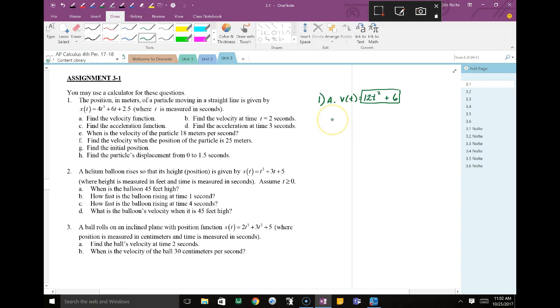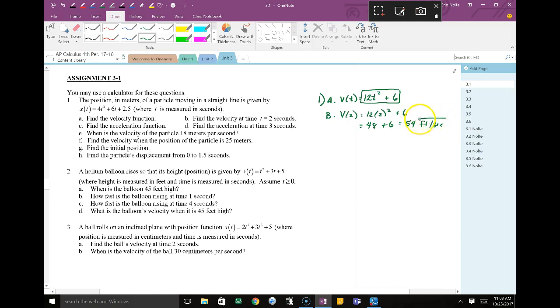Okay. Find the velocity at time 2. Let's see. 4 times 12 is 48, plus 6 makes 54. Anybody else get 54? And then make sure you label feet per second.